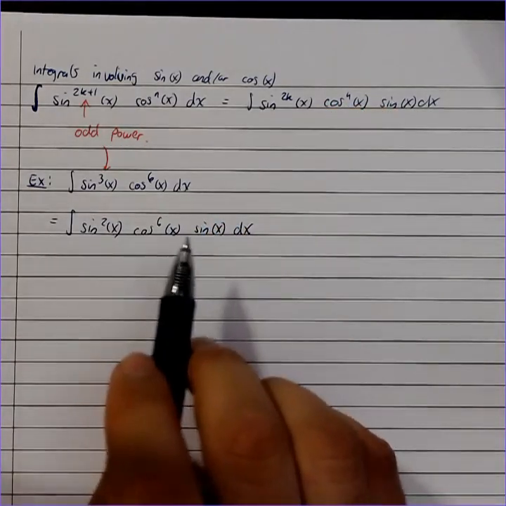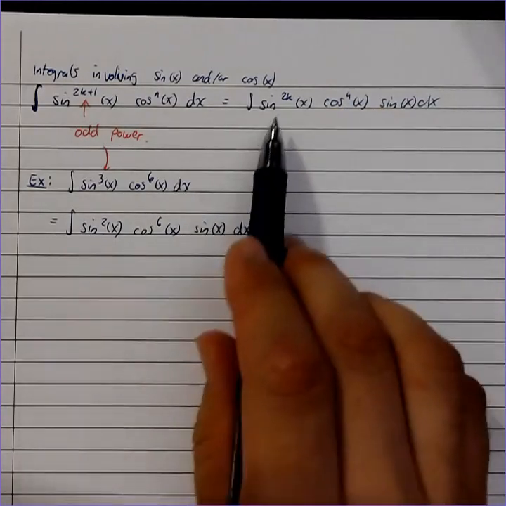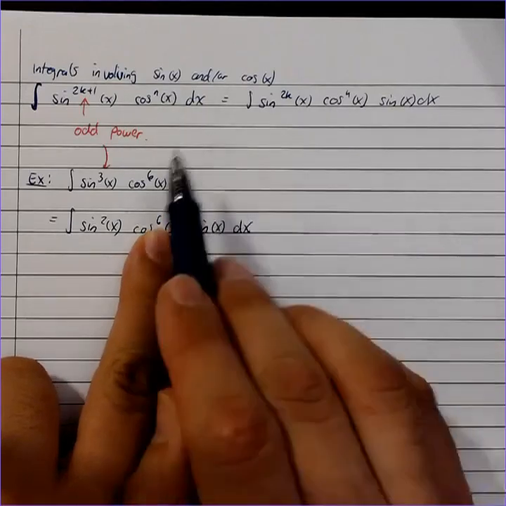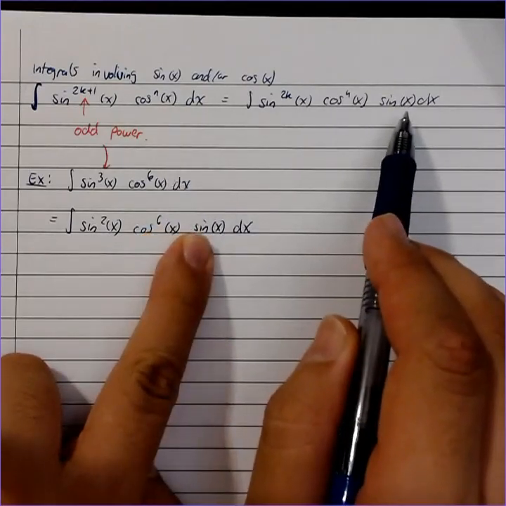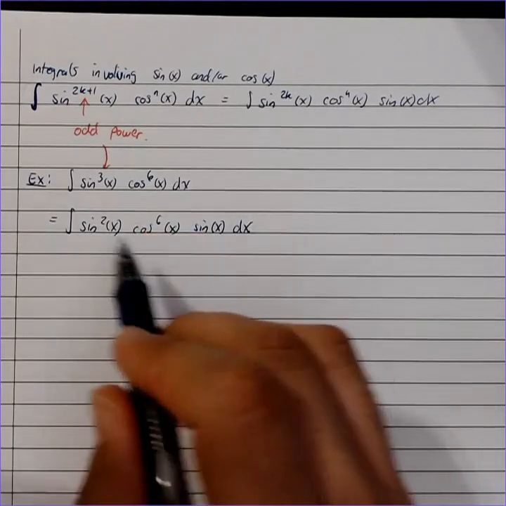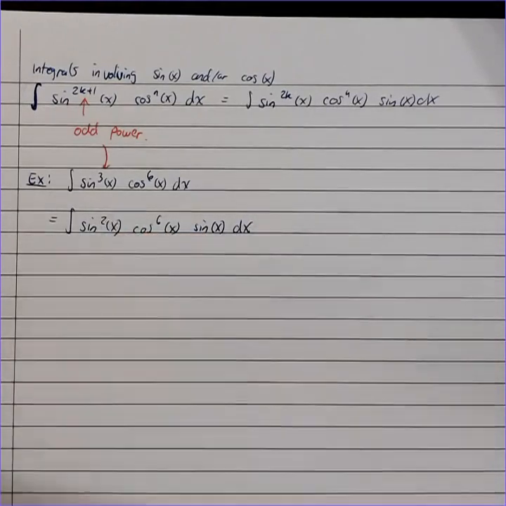Okay, so now what? Well, first of all, notice that we have an even power here. Here, this just retained its power from the original problem. And here you have a single copy of sine of x dx. What you want to do now is use the Pythagorean identity on this portion.